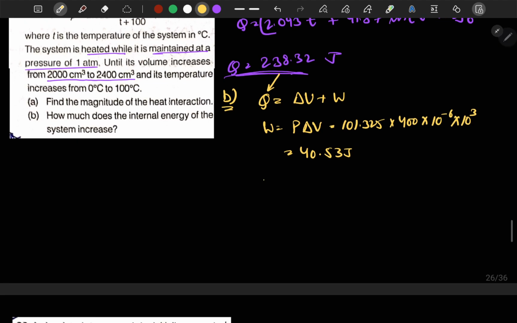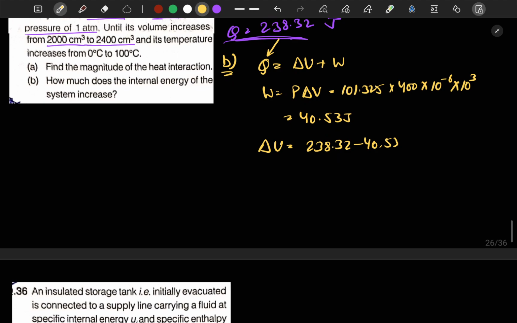Now we can calculate the delta U value using this expression, Q minus W, that is 238.32 minus 40.53. Let me solve this first. 238.32 minus 40.53. So we get delta U to be 197.79 joule per kg, okay.